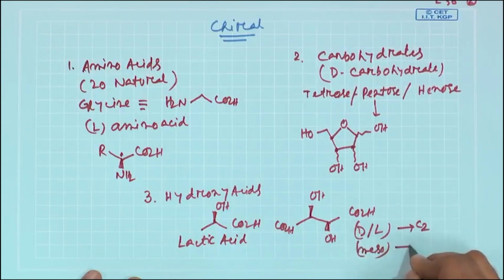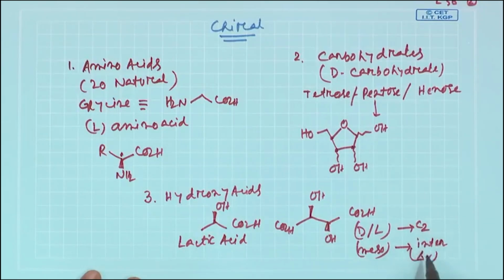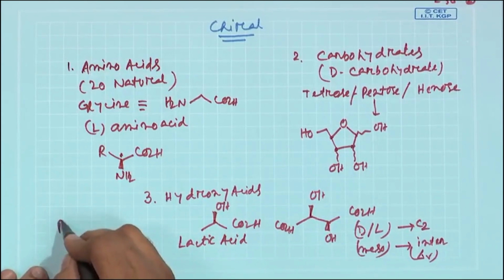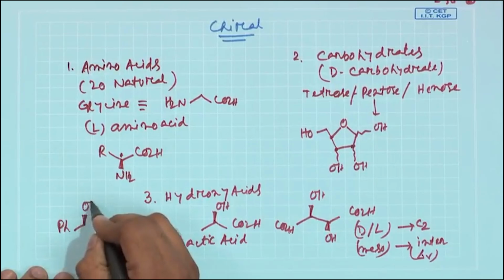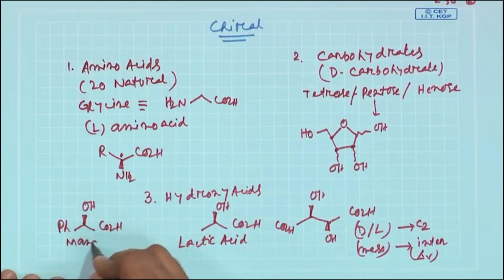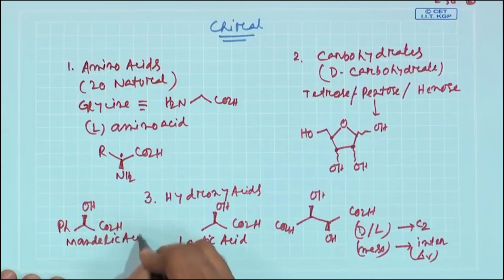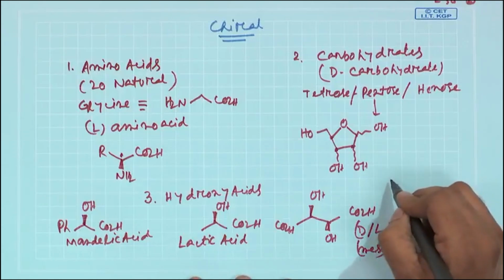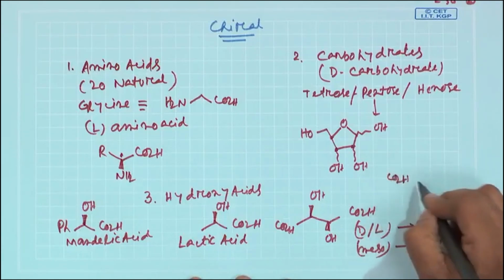meso-tartaric acid, which is internally compensated, having a sigma v. So, you have DL tartaric acid, which has C2 symmetry, and meso, which is internally compensated, having a sigma v. So, this is the hydroxy acid. In addition, you also have other hydroxy acids, let us say mandelic acid, which is also a naturally occurring hydroxy acid.